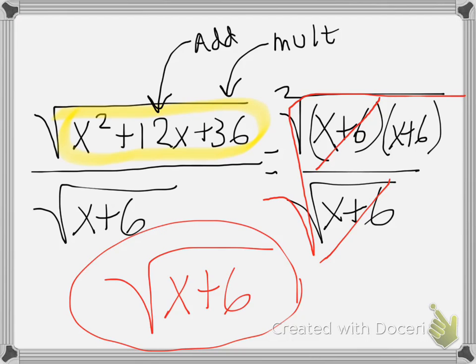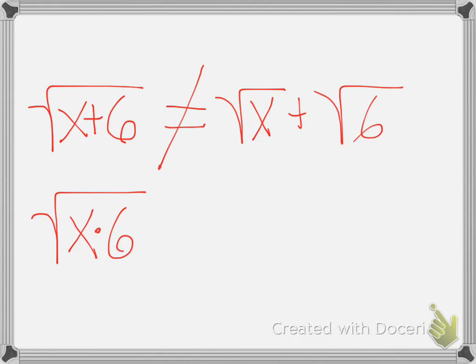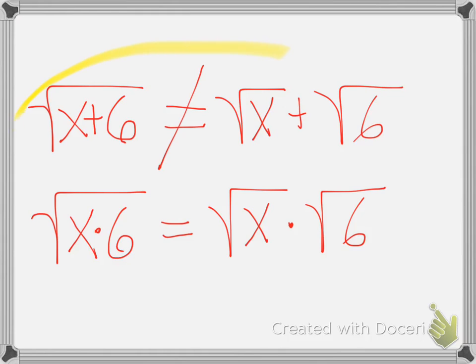One thing that you need to notice is, let me rewrite this on the other page, and you want to make sure you understand this. The square root of x plus 6 does not equal square root of x plus square root of 6. If you have x times 6, that does equal square root of x times the square root of 6. But that rule does not apply if there's addition in there. So that's huge.